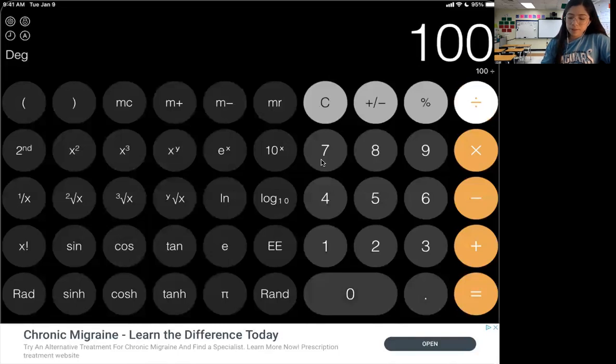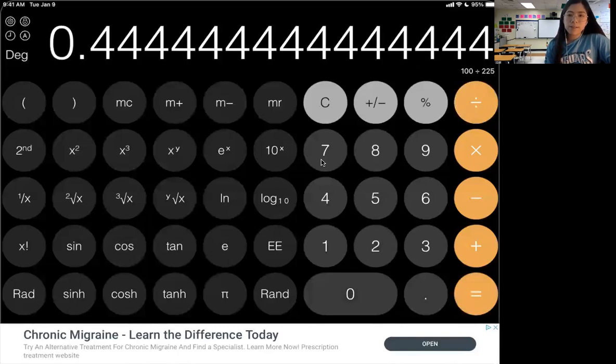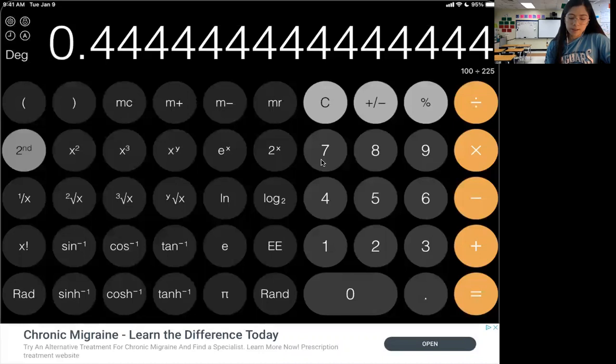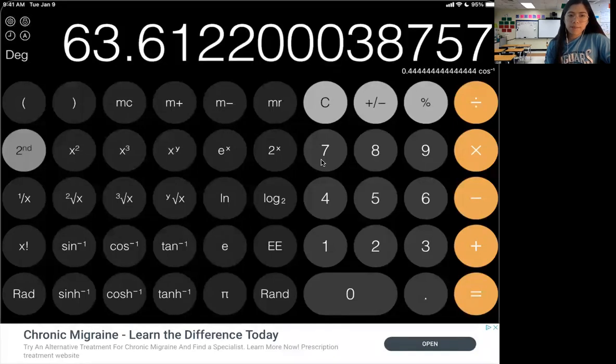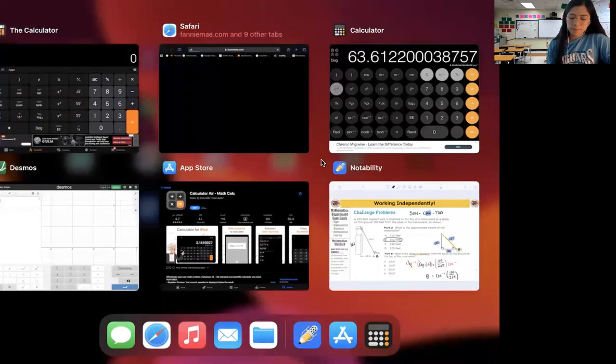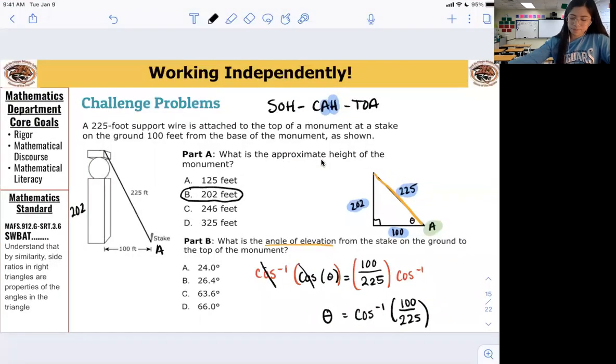100 divided by 225 gives me this. I used my second button and we're finding the inverse what? Inverse cosine. So I get 63.6. Answer choice C.